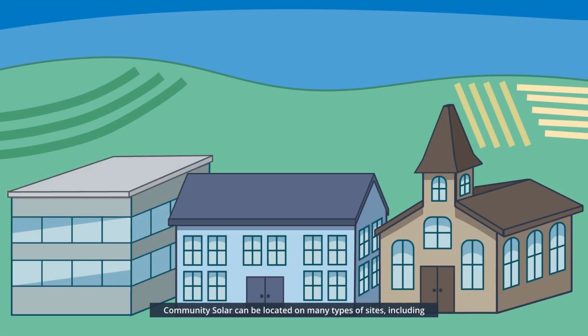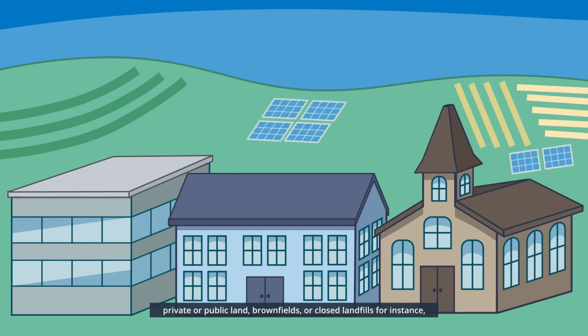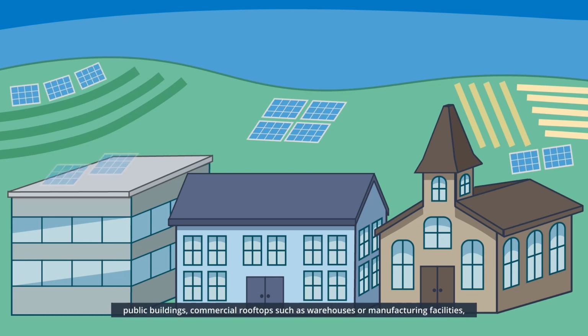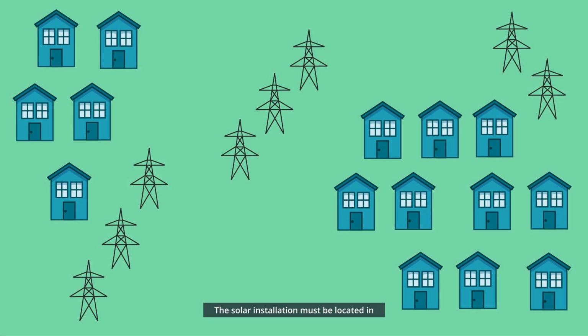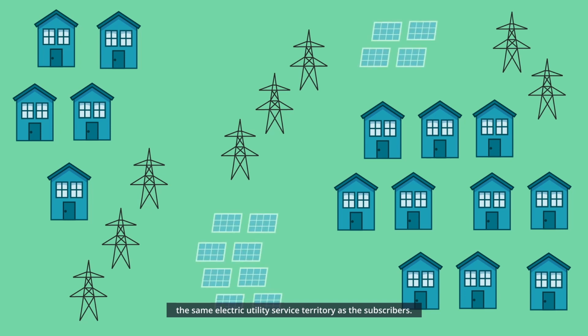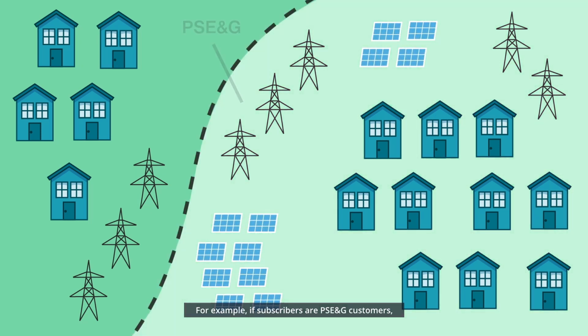Community solar can be located on many types of sites, including private or public land, brownfields or closed landfills, public buildings, commercial rooftops, such as warehouses or manufacturing facilities, affordable multifamily housing, buildings owned by nonprofit organizations, churches, and other sites. The solar installation must be located in the same electric utility service territory as the subscribers. For example, if subscribers are PSE&G customers, the community solar project must be in PSE&G territory.